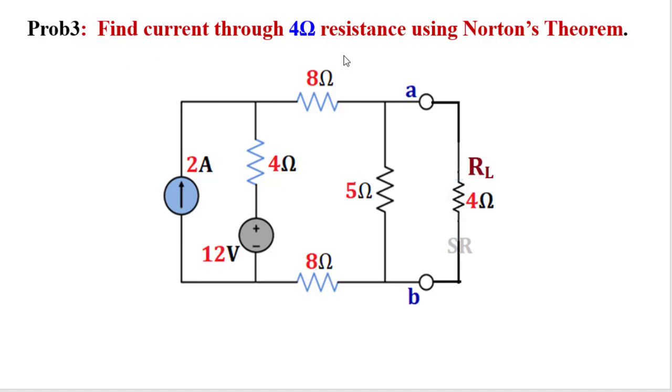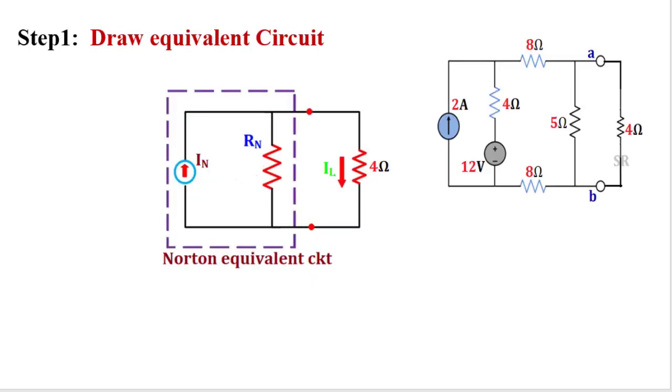Problem 3, find current through 4 ohm resistance using Norton theorem. Here this is that 4 ohm resistance, here it is mentioned by RL, this is the load. I am using the same procedure. First Norton equivalent circuit, this is Norton current, this is Norton resistance, and this is that load 4 ohm. I need to find out the Norton current and Norton resistance.